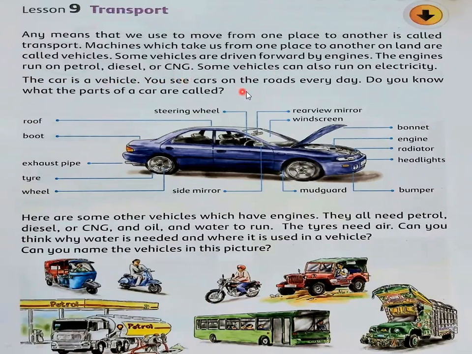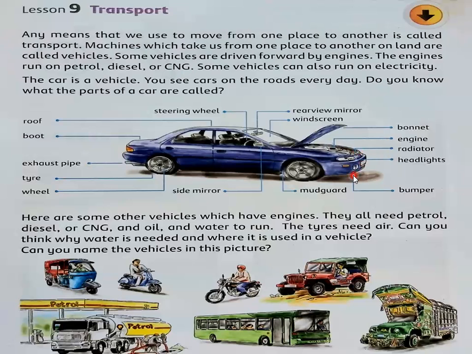The car is a vehicle. You see cars on the roads every day. Do you know what the parts of a car are called? There are some parts given, like this one. This is steering wheel. Steering wheel. And this one is rear view mirror. And this one windscreen. And this is called bonnet. And this is engine. This one is radiator for cooling the car.